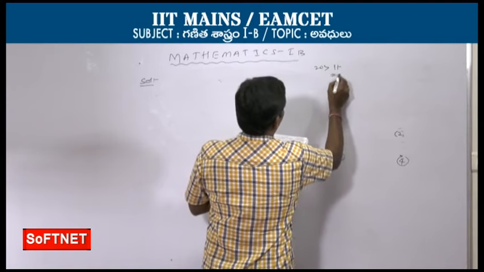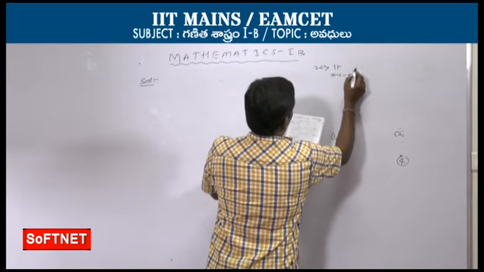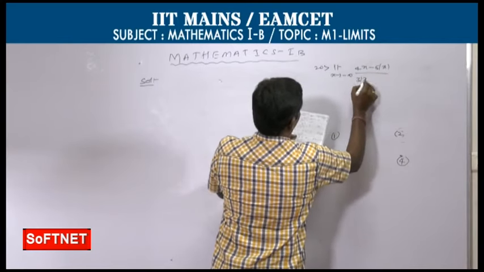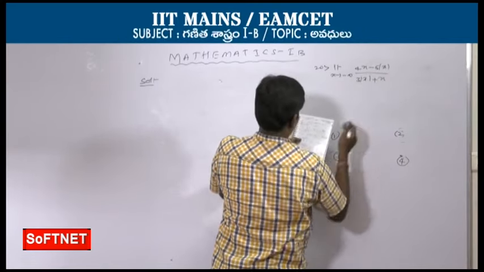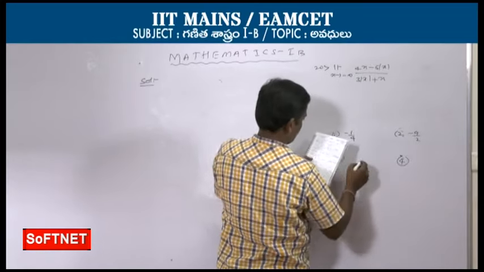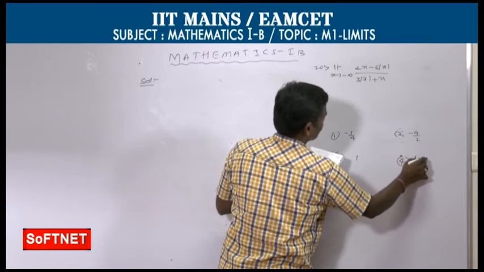Limit as x extends to minus infinity of (4x minus 5 mod x) by (3 mod x plus x). Options are minus 1 by 4, minus 9 by 2, 1, does not exist.